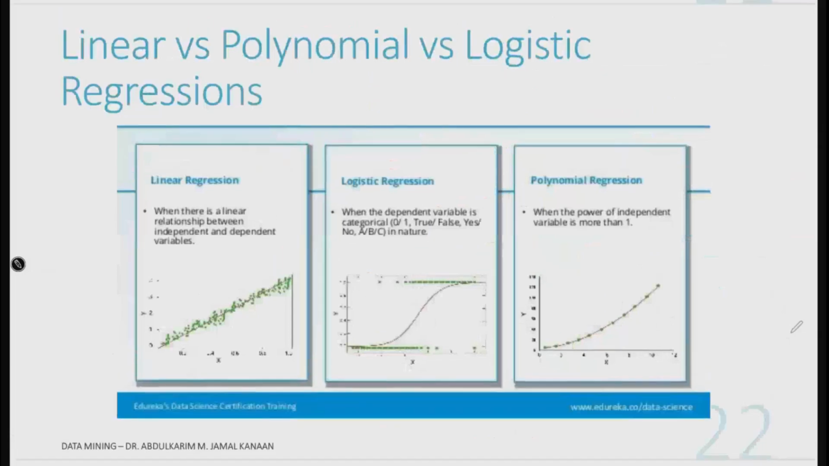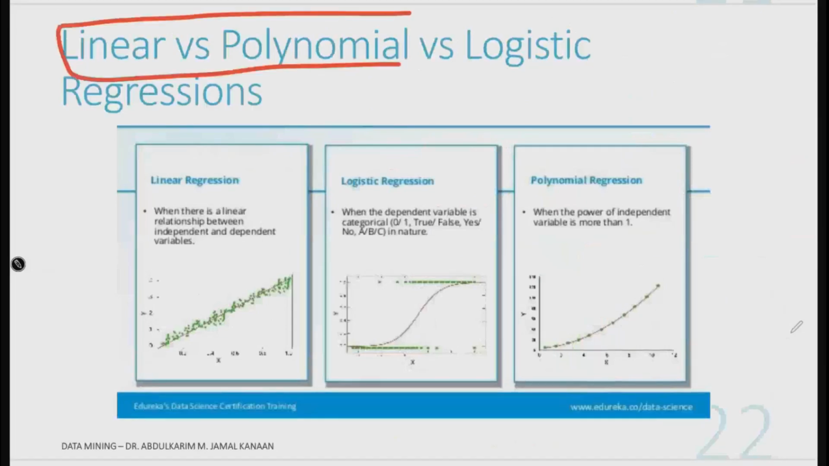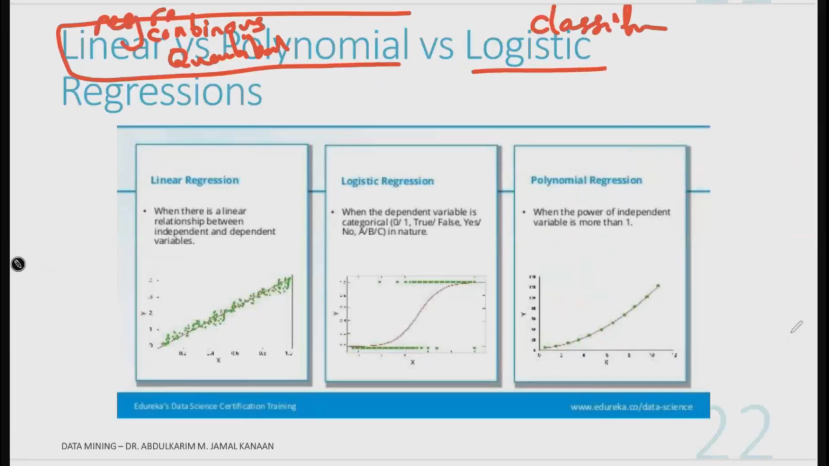This is just a comparison between the three regressions. Again, linear and polynomial are for continuous output, where you have a target variable that is continuous or quantitative. Right? Logistic is for classification. So these are for regression, the ones we were discussing earlier, and this is logistic for classification. Okay, so this is the summary of all.